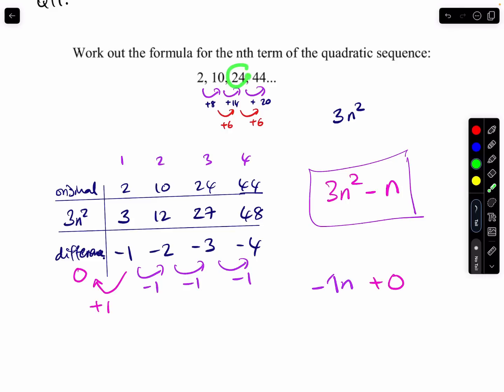What you can do is take the third term, or any term, but here we're taking the third term, and test it out. So if you put 3 in here and 3 in here, does it give you 24? Let's find out. You could do this with your calculator: 3 bracket 3 and square it, and then take away 3 again. And that does give us 24. So you can check that and know that this is correct.